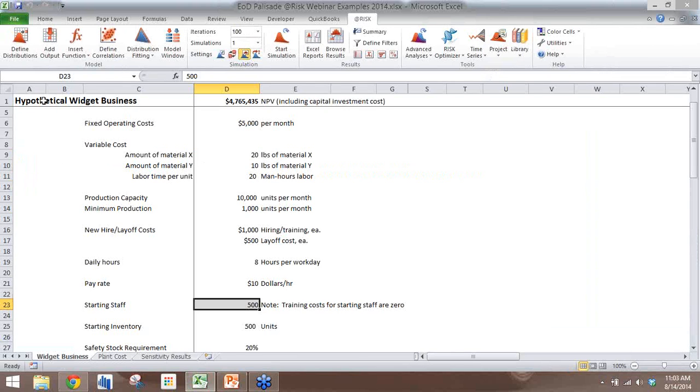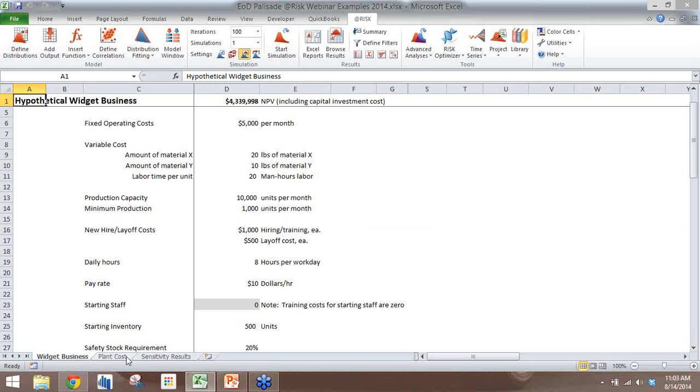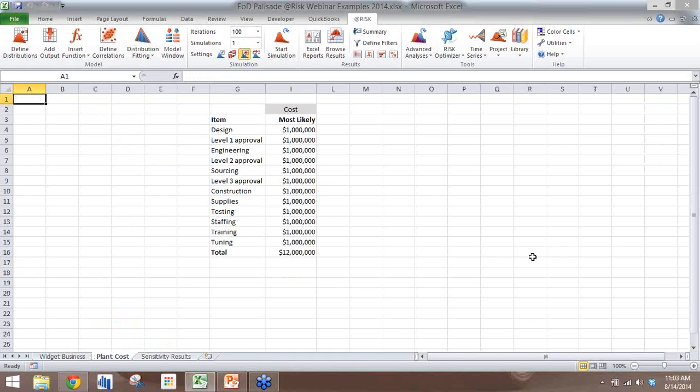And so I've added an additional tab here to my model, and I'm going to change this back to 0 just because that's what I have in my base model. So let's assume that I have this set of costs for my plant, and I've got these different items, which are the different phases of constructing the plant. So I have design of the plant, engineering of the plant, we have various board approvals, construction of the plant, and I've just, for sake of convenience, assume that each of these steps costs $1 million on a most likely basis. That then yields my $12 million in terms of total cost.